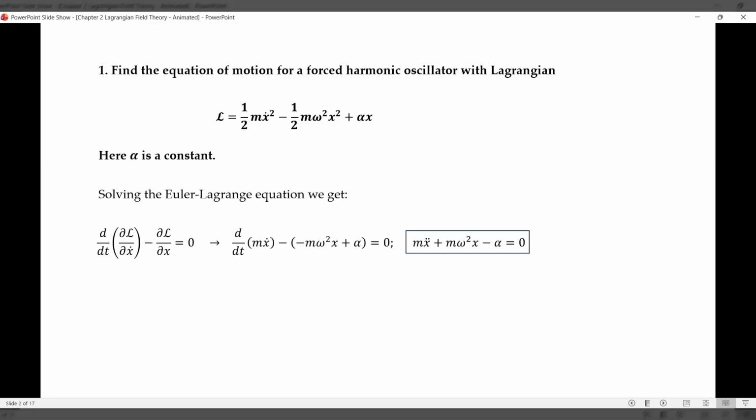Now we solve the Euler-Lagrange equation. Taking the derivative with respect to x dot and x, we get the following in the box. What is inside the box? Simplifying, we take this familiar form: m x double dot plus m omega squared x minus alpha equals 0. This is the equation of motion for a harmonic oscillator under a constant external force.